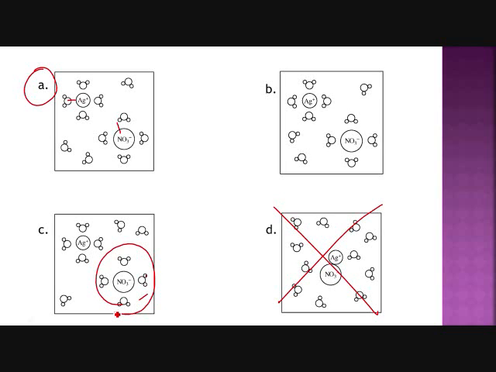Okay? So that would be a pretty simple question that you could get on the AP exam, right? Yeah. Or on your test.